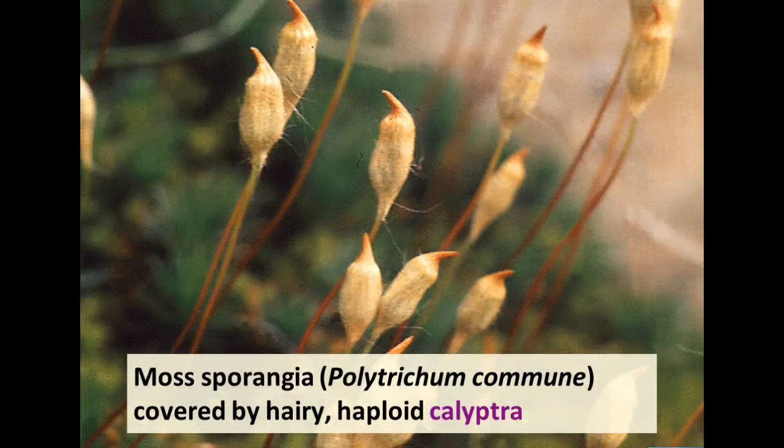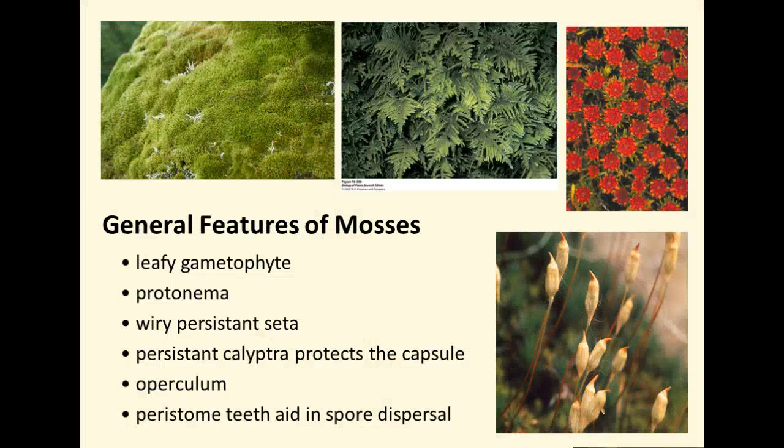And you can see the capsule is covered by something known as the calyptra. So if the calyptra is haploid, we know that that was a part of the gametophyte. Remember how it popped off when the stalk started to grow? So a few general features. They have leafy gametophytes and protonema. They have wiry and persistent seta, so you can play with those seta a lot and not hurt them too much. And then that calyptra is going to protect the capsule until the spores are ready. And we have the mouth with the peristome teeth that open up.